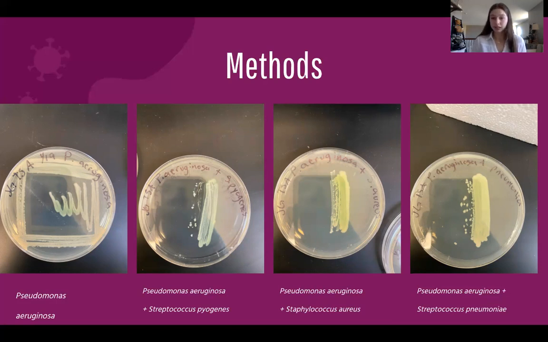I streaked the rest of the plates like this so I could see if bacteria navigate towards each other to grow better, or if bacteria spread out in their own little colonies. Right next to this, I have Pseudomonas and Staphylococcus aureus, and the last one is Pseudomonas and Streptococcus pneumonia.